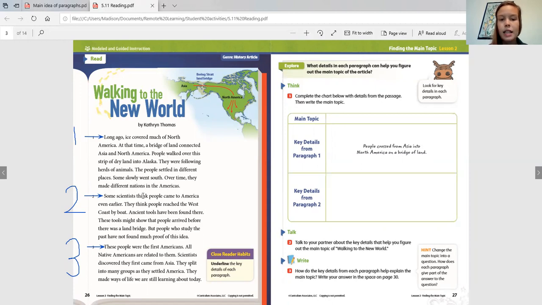Some scientists think people came to America even earlier. They think people reached the West Coast by boat. Ancient tools have been found there. These tools might show that people arrived before there was a land bridge. But people who study the past have not found much proof of this idea.